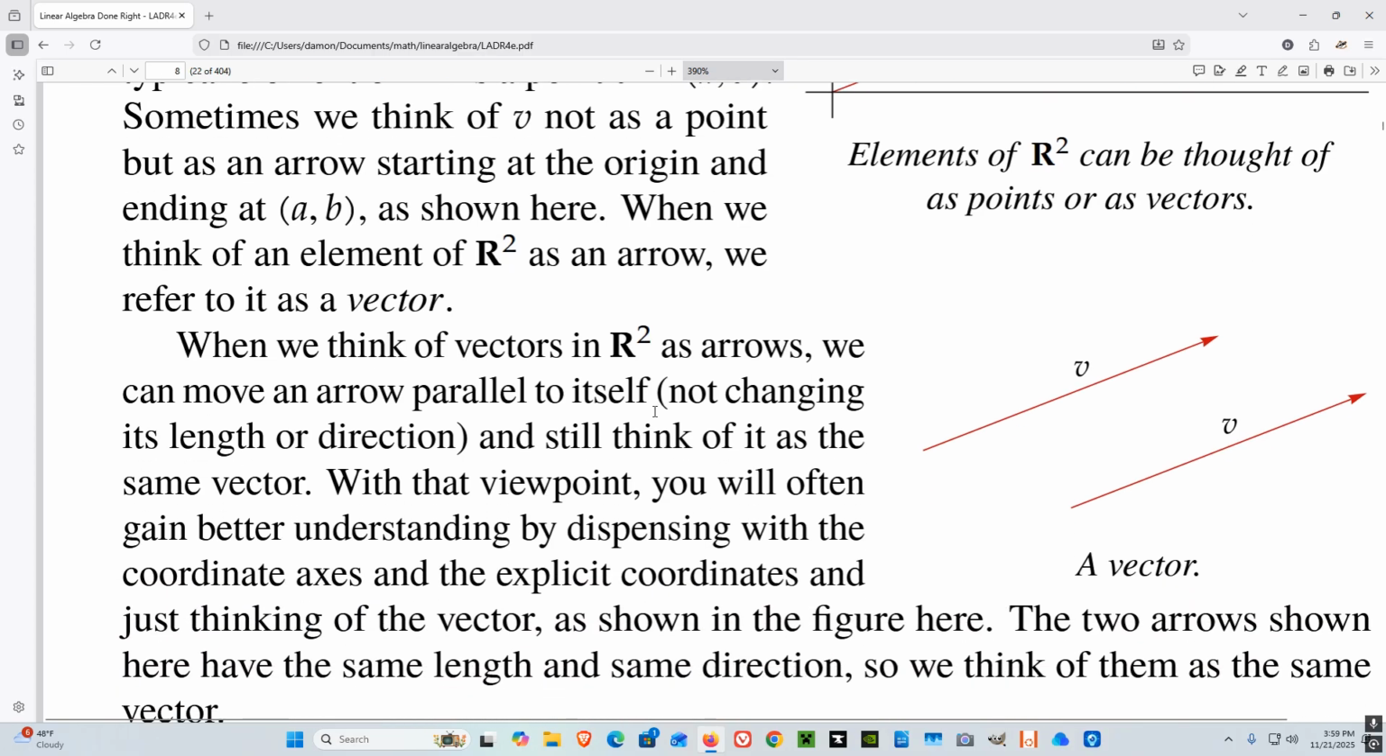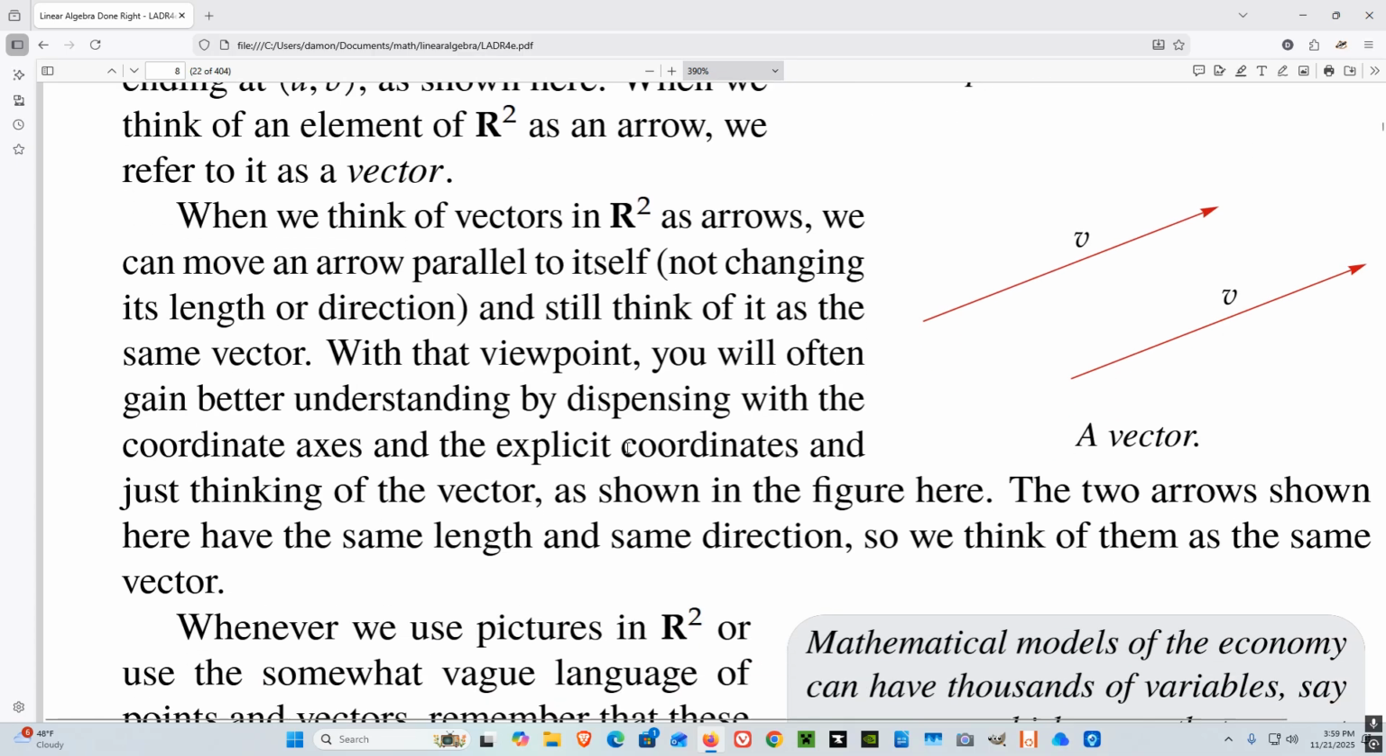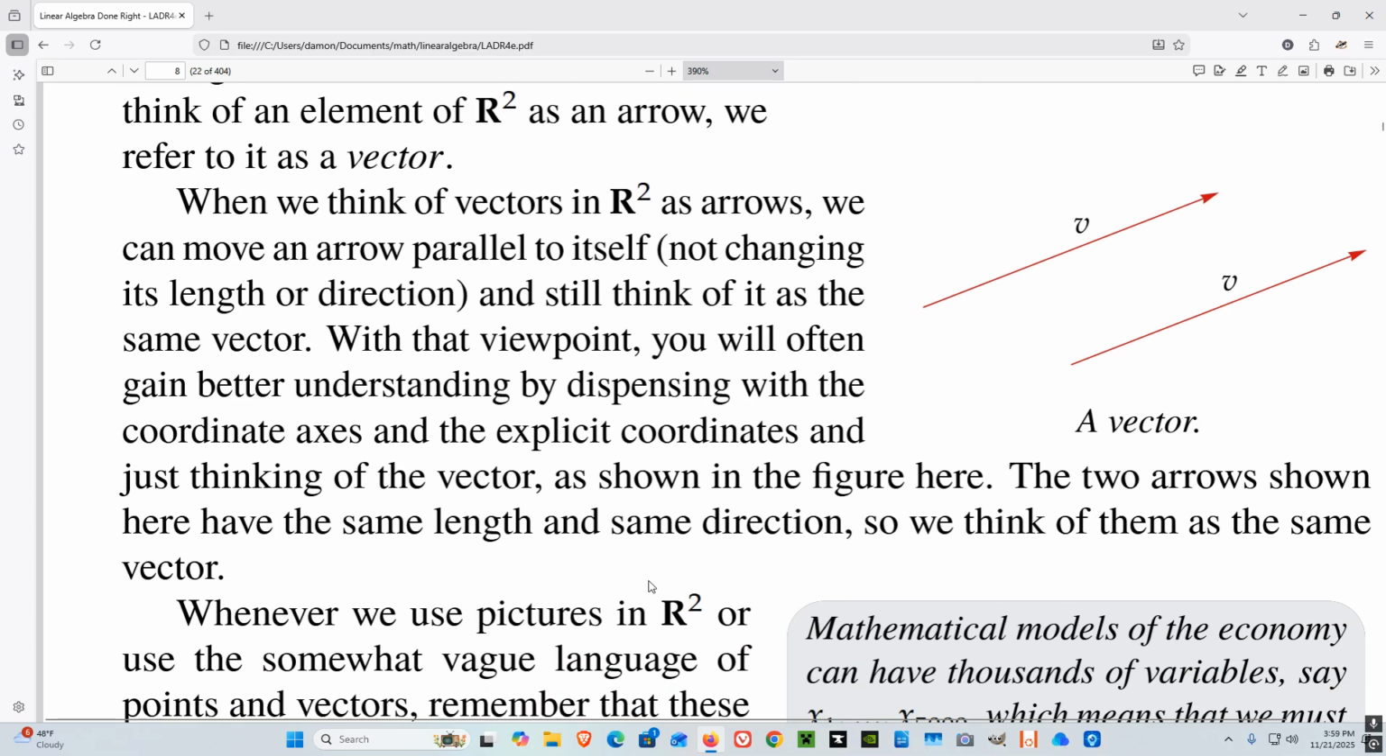When we think of vectors in R^2 as arrows, we can move an arrow parallel to itself, not changing its length or direction, and still think of it as the same vector. With that viewpoint, you will often gain better understanding by dispensing with the coordinate axes and the explicit coordinates and just thinking of the vector, as shown in the figure here. The two arrows shown here have the same length and same direction, so we think of them as the same vector.